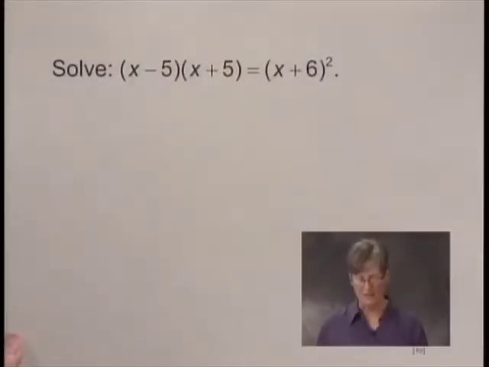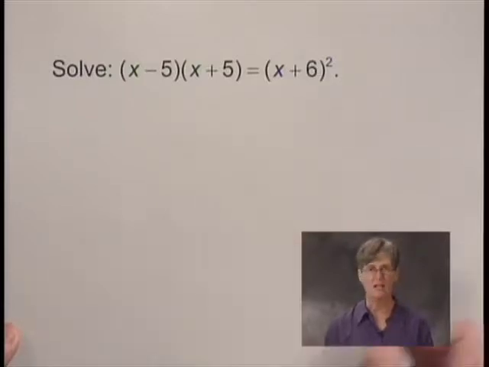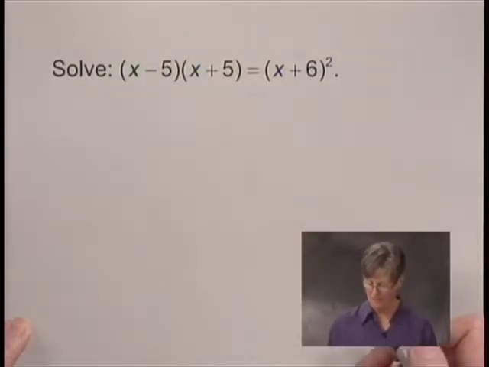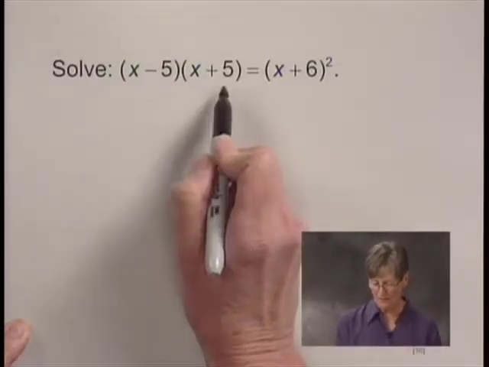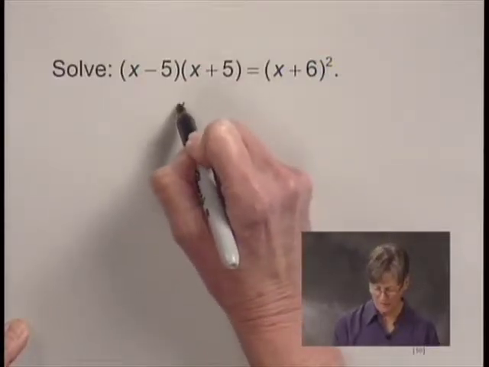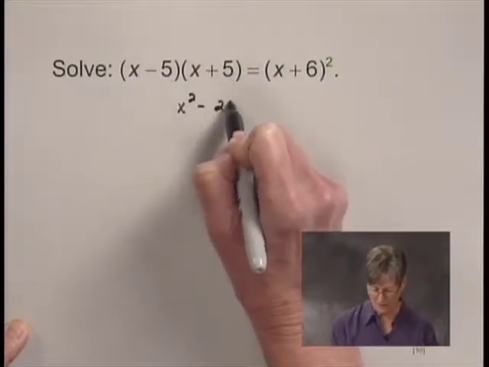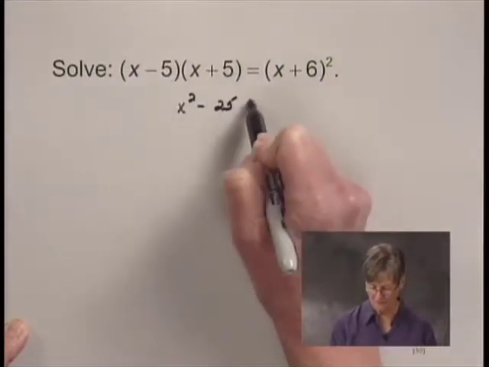We'll solve the equation (x − 5)(x + 5) = (x + 6)². Now the first thing that I'm going to do in solving this equation is to do the multiplications on each side of the equal sign. Here I have the product of the difference and the sum of the same two terms. So that product is going to be x² − 5², or x² − 25.